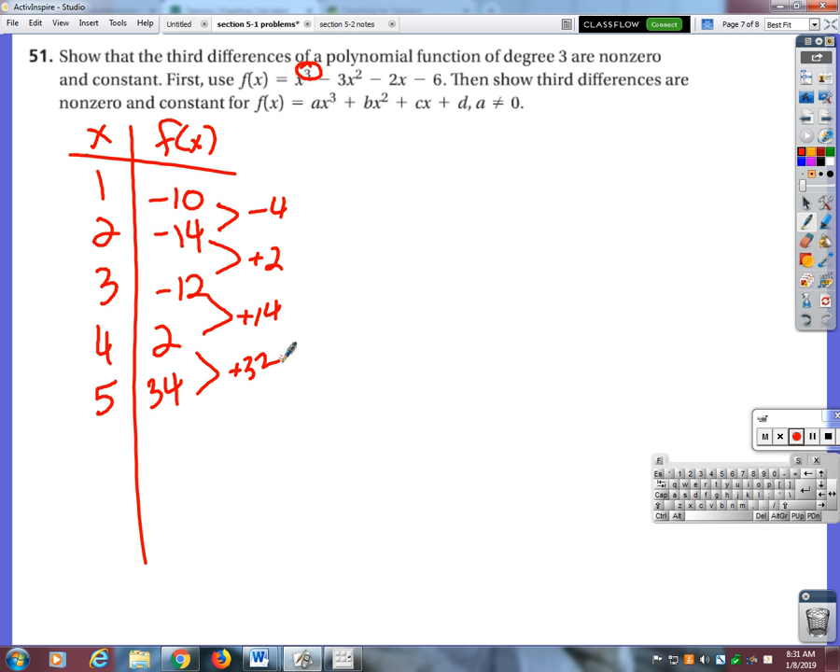Those are not all the same because it's not a linear function. How about from negative 4 to 2? Plus 6. How about from 2 to 14? Plus 12. And how about from 14 to 32? Plus 18. Okay, those are the second differences. Those are also not the same because it's not a squared. But look at what happens when we do this a third time. Then we get plus 6 there, and we get plus 6 there. Okay? Everything okay?